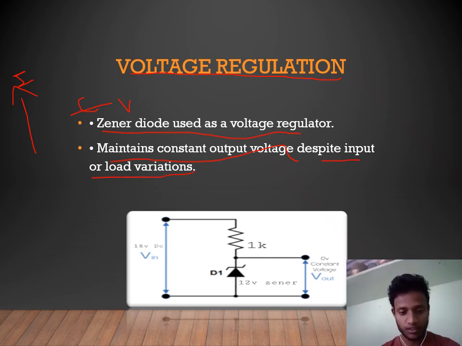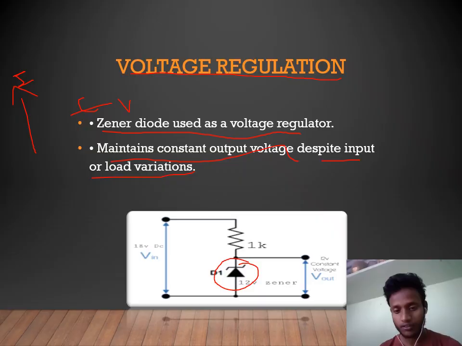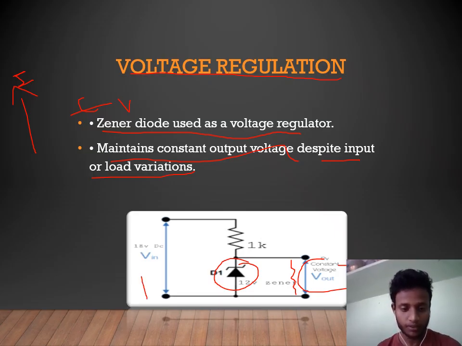That means, see, in the circuit, VIN and a 1K resistor are placed, and the Zener diode is connected from cathode to anode. This is Zener diode D1 and the output voltage is V0. We can place a load resistor also, as you wish. If the voltage or current increases, it gives a constant output.